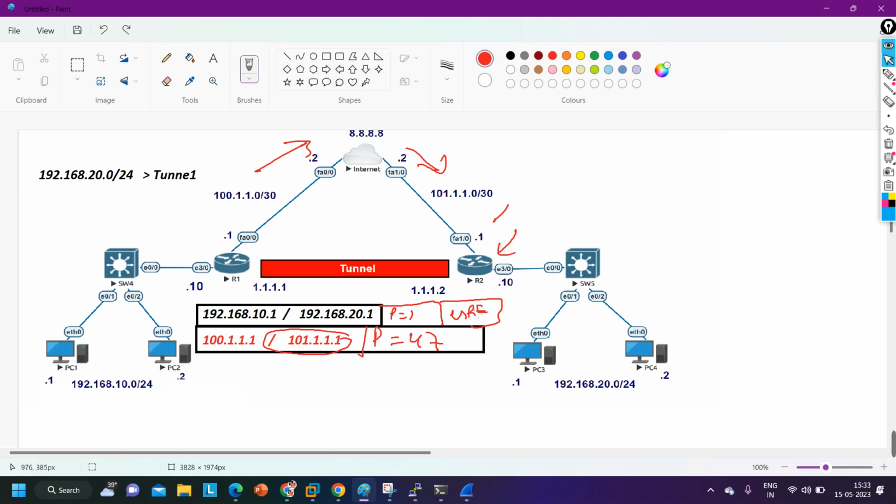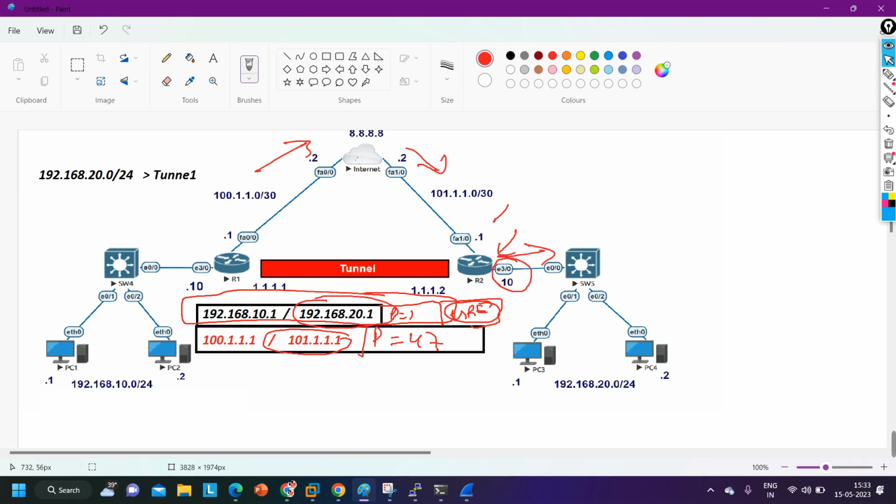Now the GRE protocol checks the protocol type field, where there will be information of IPv4. So it hands over this actual ICMP packet to the IP protocol. Now the IP protocol checks the destination, which is 192.168.20.1. The 192.168.20.0 network is connected on this link, so it will forward it from here.